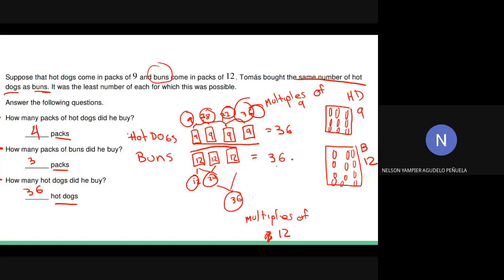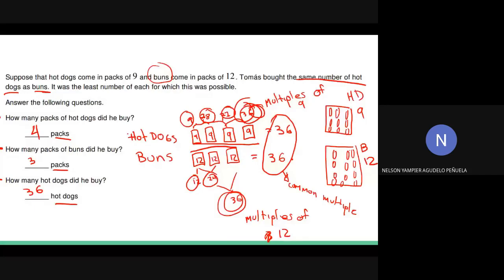And the 36 is a common multiple, because it appears in the table of the 12 and it also appears in the table of the 9. So it is a common multiple, and moreover, it is the least common multiple, right? Because it's the first one, it's the smallest one that you can have. Because if you continue in this way, you will probably find more multiples in common. But this one is the first one, and that is what the problem indicates, right?